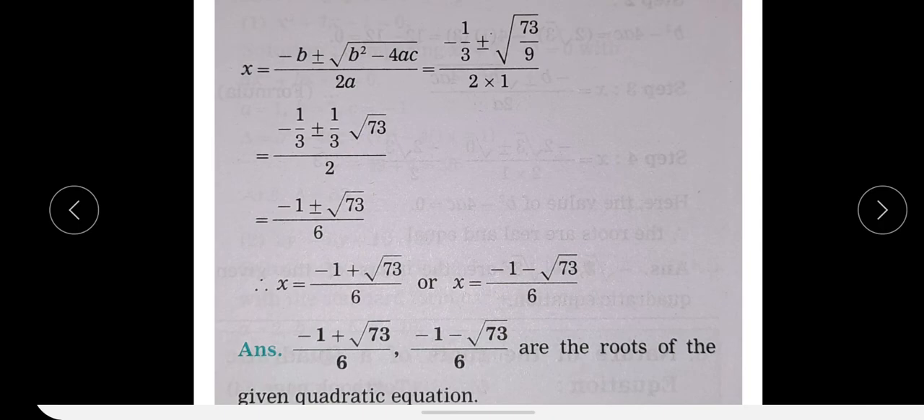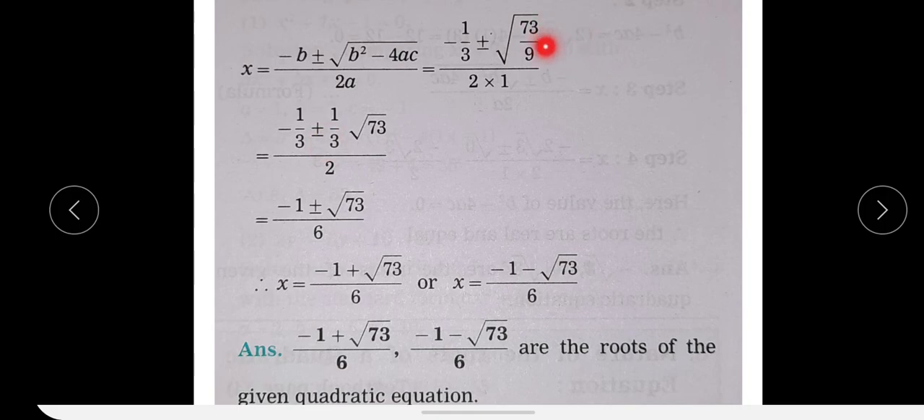Then write down the formula. That is x is equal to, don't write here x, write down y, because in this example the variable is y. Therefore y is equal to minus b plus minus under root of b square minus 4ac upon 2a. Minus b means minus 1 upon 3 plus minus under root of 73 by 9 upon 2. Minus 1 by 3 as it is, plus minus as it is.